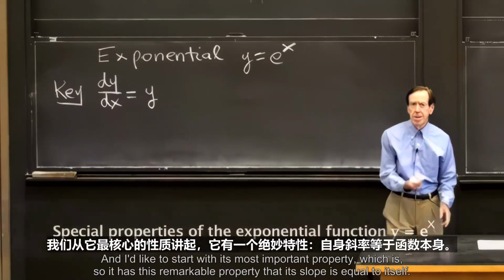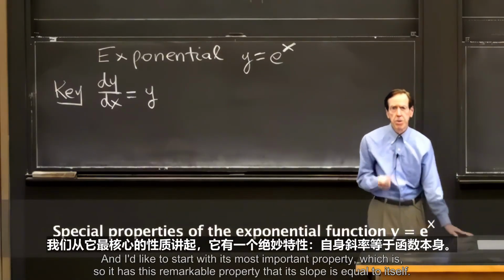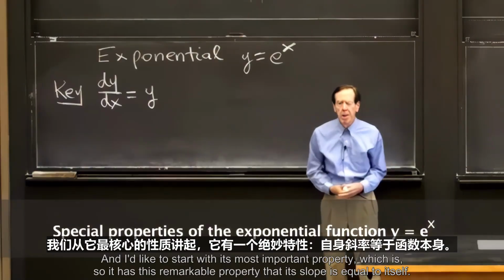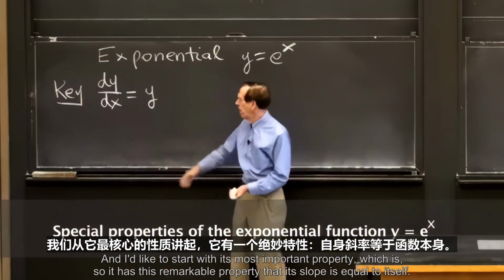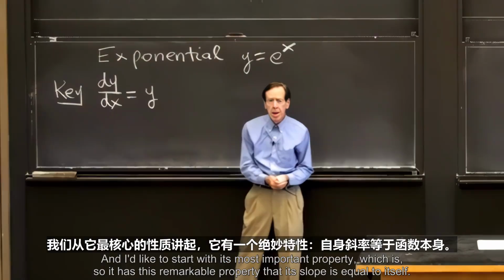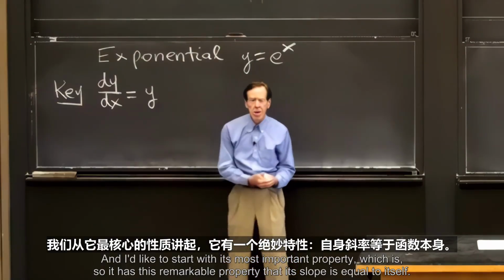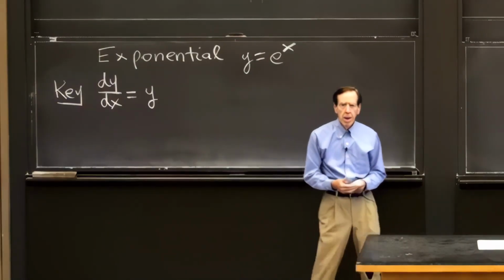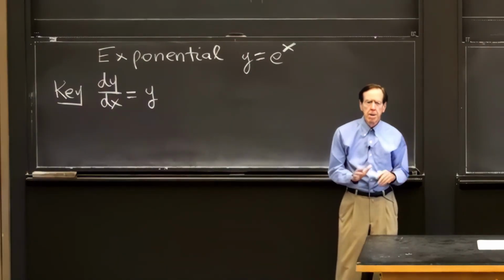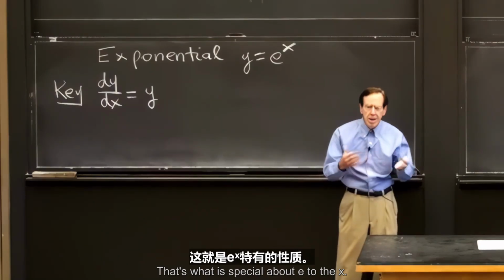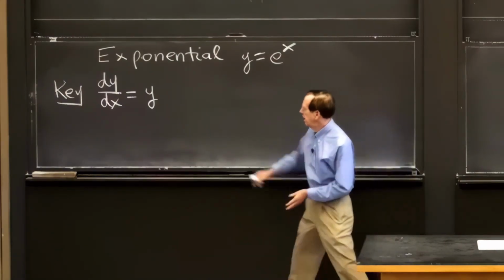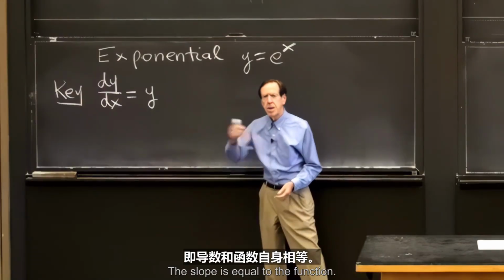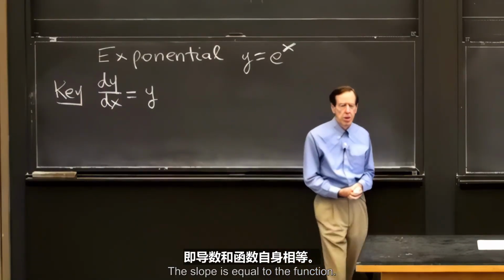And I'd like to start with its most important property. It has this remarkable property that its slope is equal to itself. That's what is special about e to the x. Its slope is equal to the function.